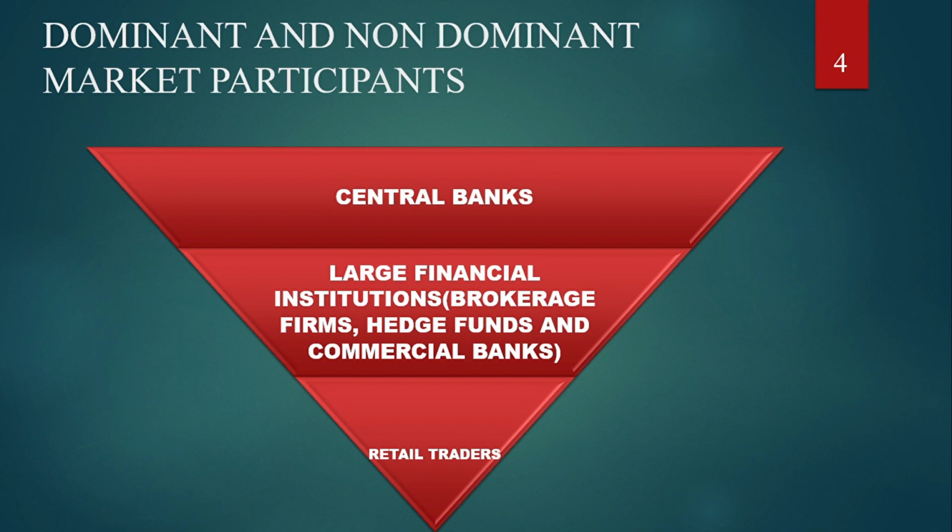Dominant and non-dominant market participants. At the top and in the middle of the hierarchy, we have the dominant market participants. That is the central banks and the large financial institutions. At the bottom, we have the non-dominant market participants. Those are the retail traders. In a nutshell, the dominant market participants make up 95% of the market participants, while the remaining 5% are the non-dominant market participants. Those are the retail traders. This is according to research and data from the Bank for International Settlements, the bank for central banks.